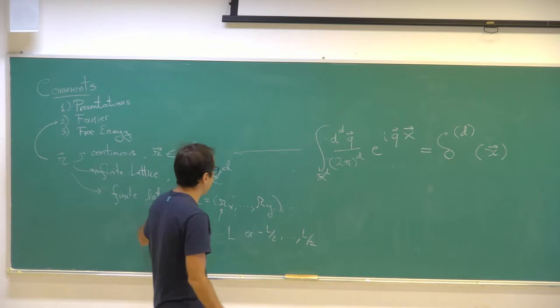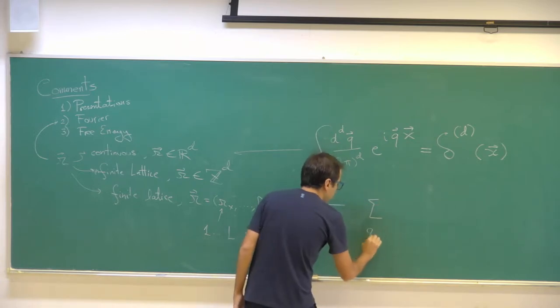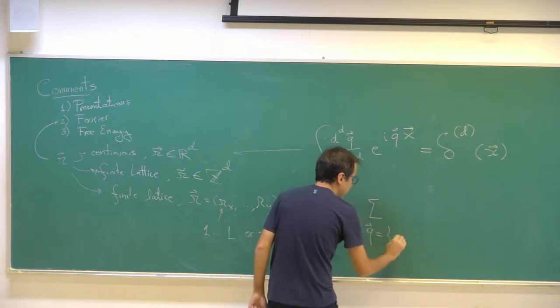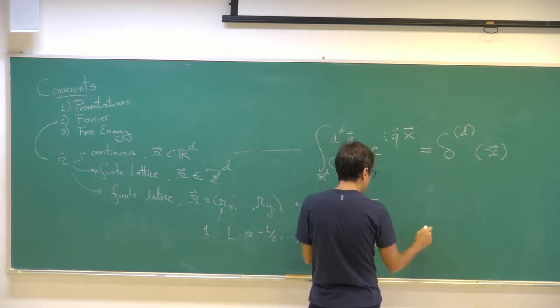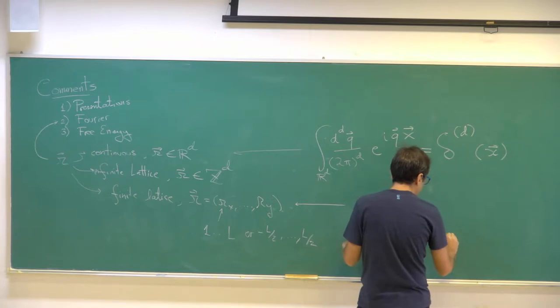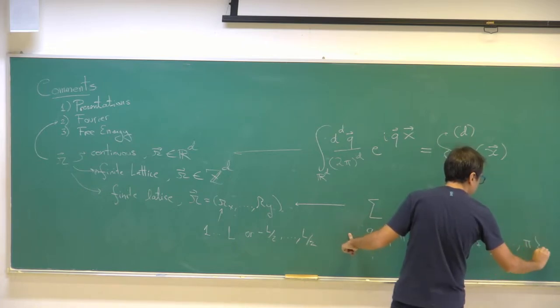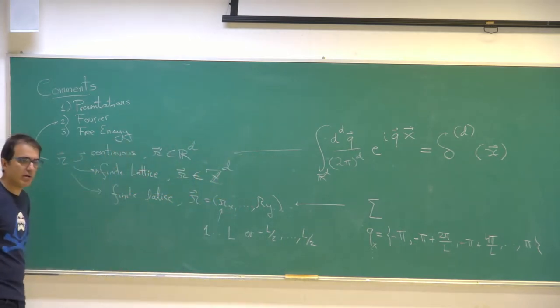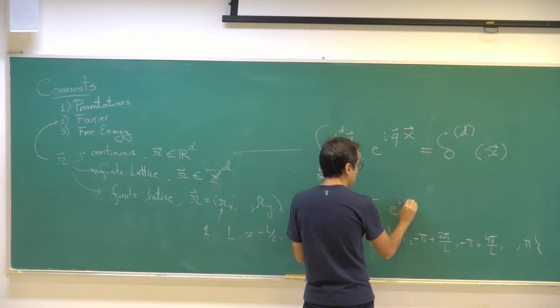When I have a finite lattice, on the other hand, I sum over my momentum in the Brillouin zone, which is a set of momenta q, where q_x, q_y, and so on, take values from minus pi, minus pi plus 2 pi over L, minus pi plus 4 pi over L, dot dot dot, all the way up to pi. And depending if L is odd or even, maybe there's a shift, but who cares? Right? And all q's take these values. And we have this times e to the i q times r.